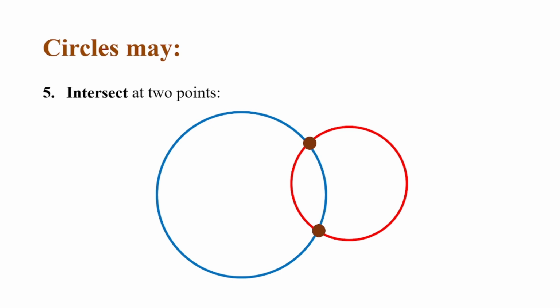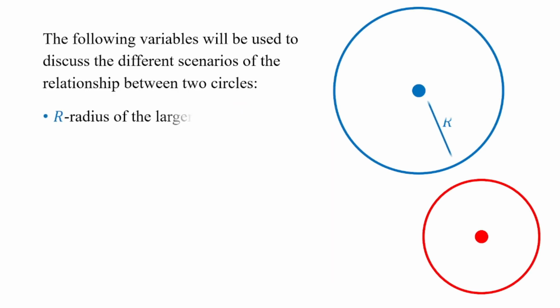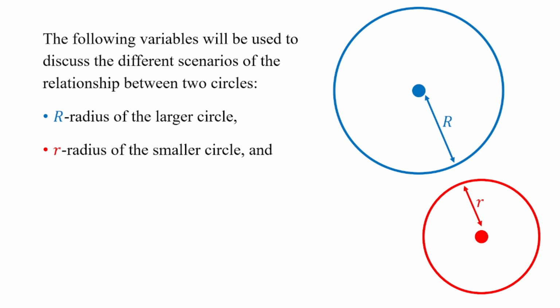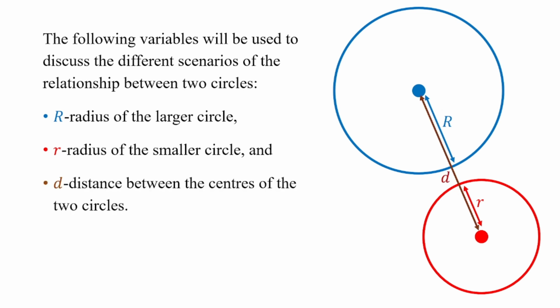Before we discuss the tips, I would like us to look at the variables that we're going to use for this tutorial. We're going to use the capital letter R for the radius of the larger circle, the small letter r for the radius of the smaller circle, and the small letter d for the distance between the centers of the two circles. These are the three variables we're going to use as we discuss these tips.